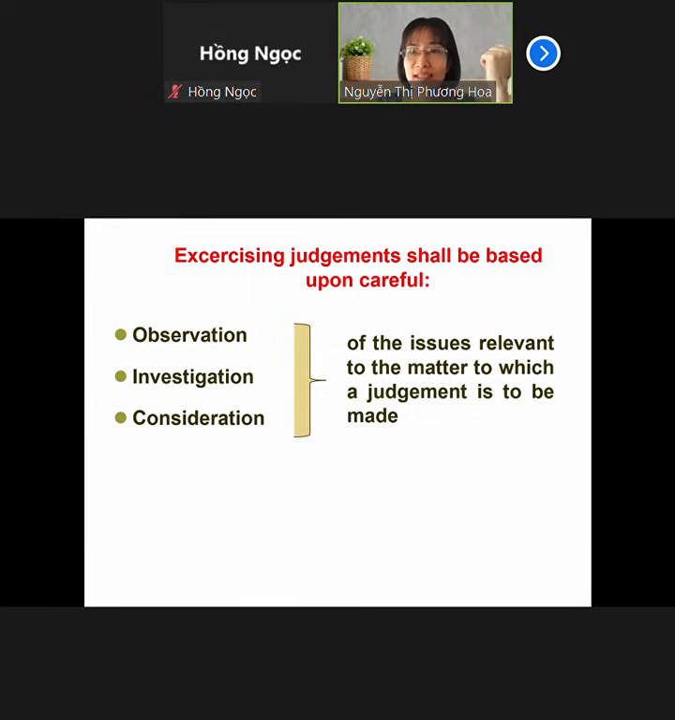Thám tử tư là gì các em? In English, Sherlock Holmes is a private investigator, right? Not a public one, because a public investigator works for the police or prosecution office, but Sherlock Holmes is a private one. He handled it himself in his own office, right?